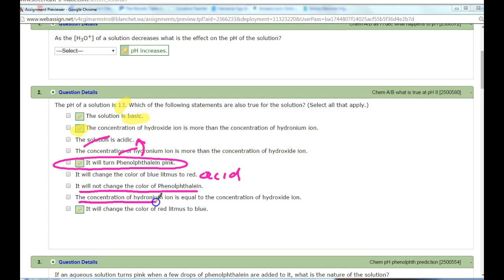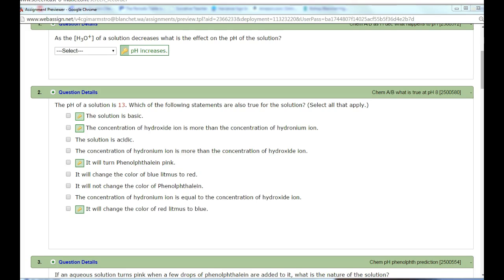The concentration of hydronium ion is equal to the concentration of hydroxide ion. No, that means it would be neutral, around a pH of 7. And the last one, it will change the color of the litmus to blue. Red paper will turn blue in a base. That is true. Moving right along.